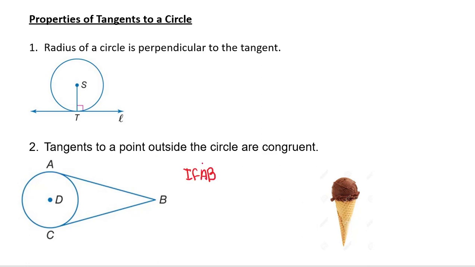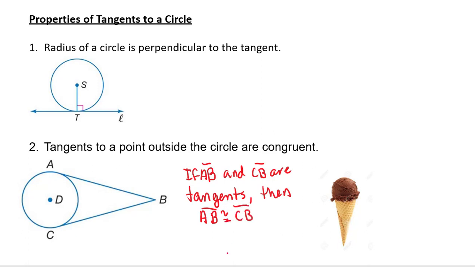AB and CB are tangents, then AB is going to be congruent to CB. So these segments are congruent. And I call this the ice cream cone theorem. I actually got this from somebody who I taught with many, many years ago. Because it's kind of like an ice cream cone. If you look at an ice cream cone, those pieces are going to be equal because you're tangent to your ice cream.